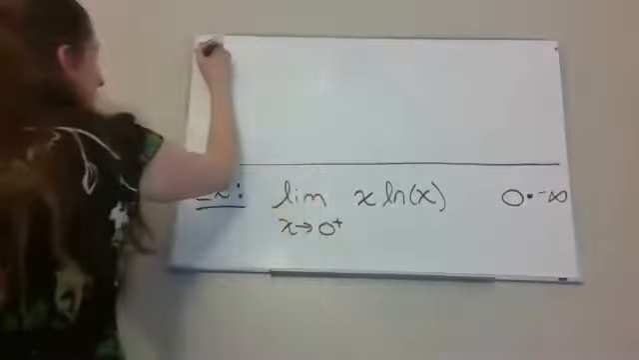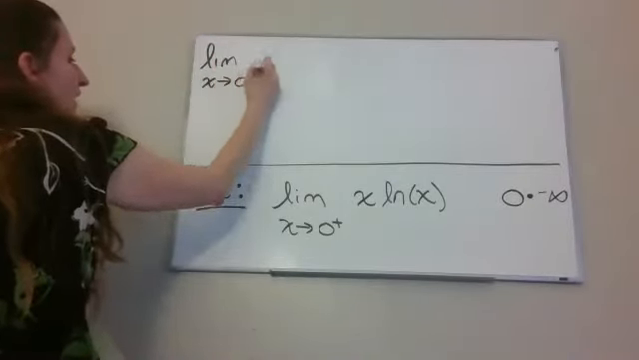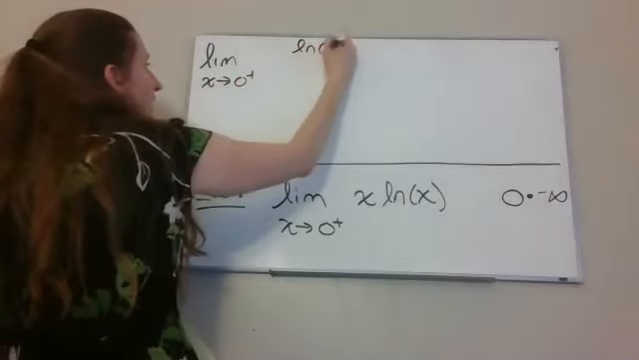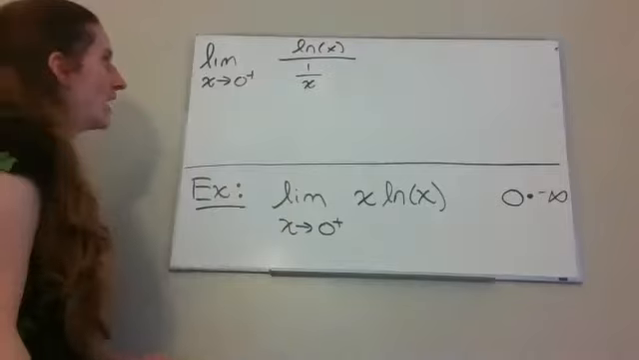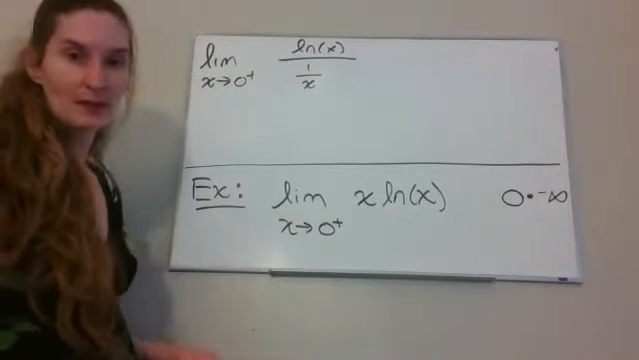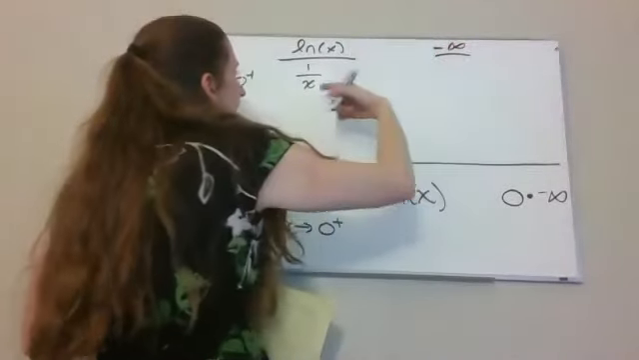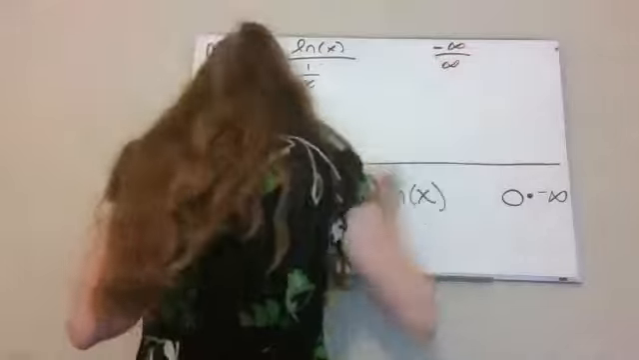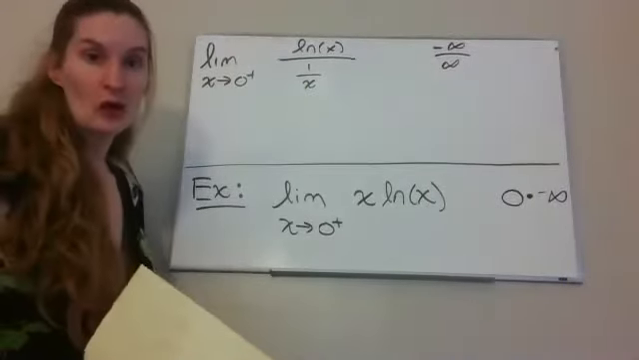So we are going to rewrite this so that it looks like natural log of x over 1 over x. This is still the same problem. But now if I plug in my 0, I get a negative infinity on top, and I would get a positive infinity on the bottom. And that's an appropriate form to use L'Hopital's rule.